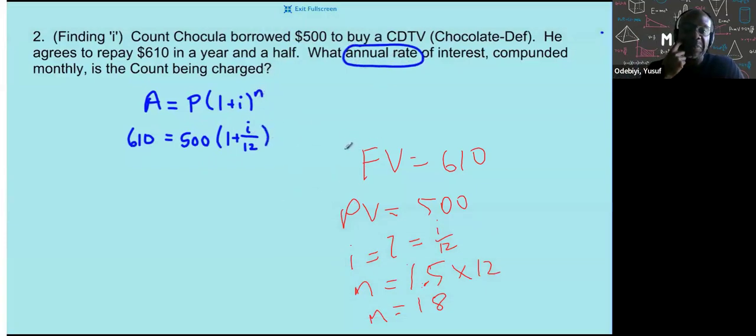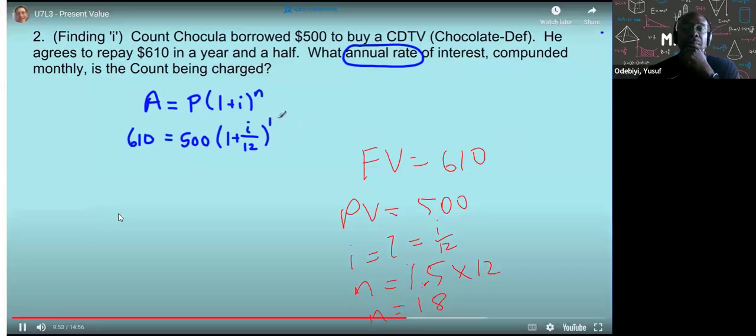And the number of compounding periods: because it's monthly, and this is a year and a half, how many months are in a year and a half? There are 12 months in a year and 6 months in half a year, so 12 plus 6 is 18 total months. It's compounded monthly, so you have 12, and it's for a year and a half, so you multiply 12 by 1.5 and get 18. Now he's going to show you how to manipulate the equation to get I by itself.